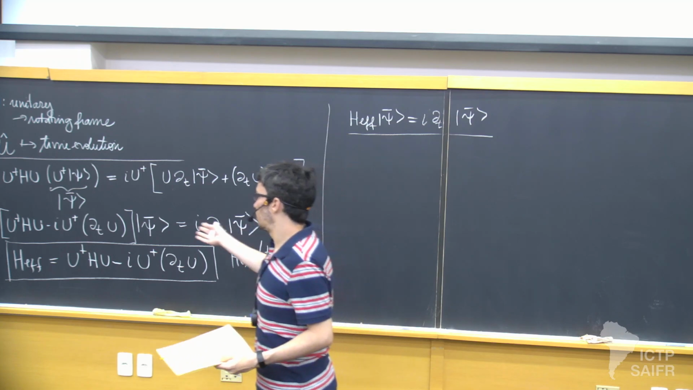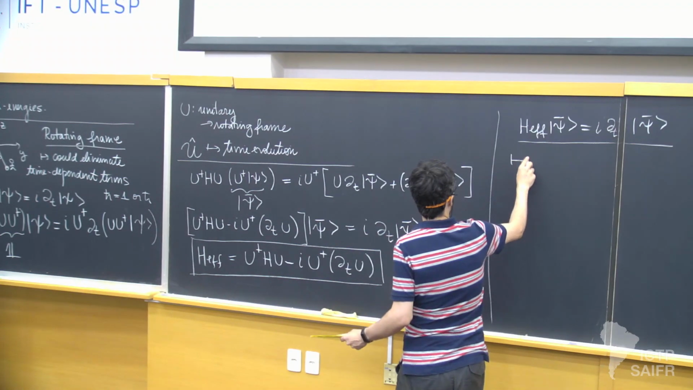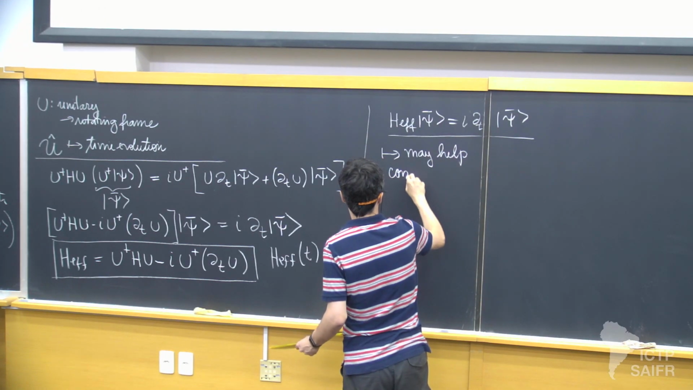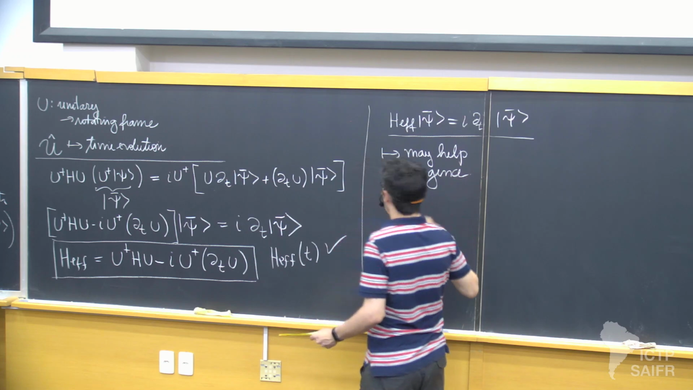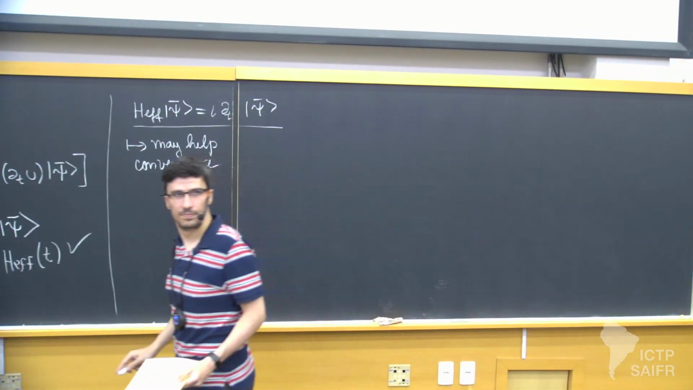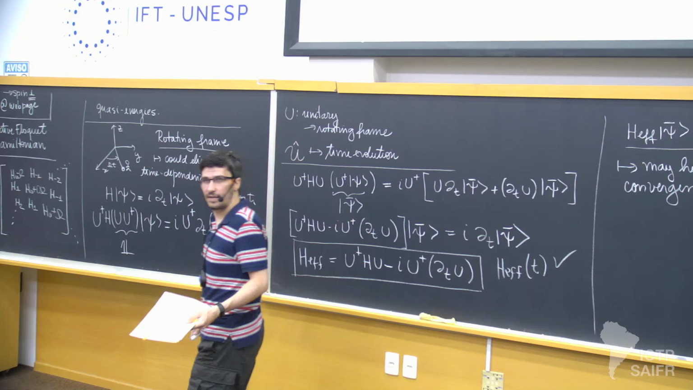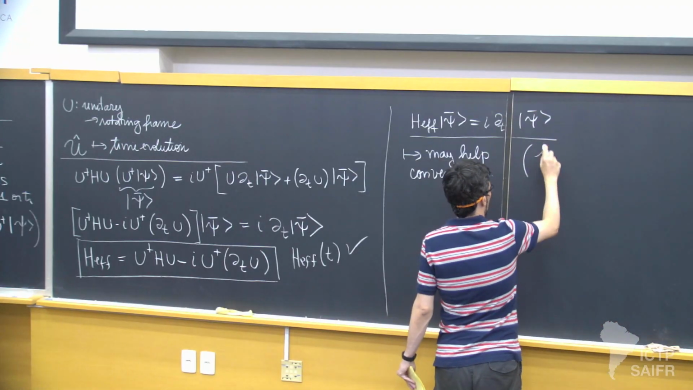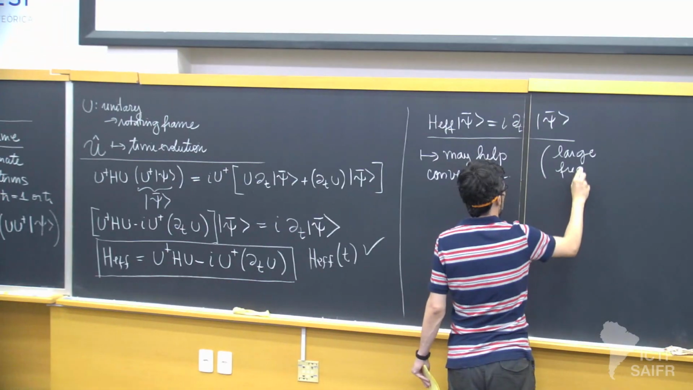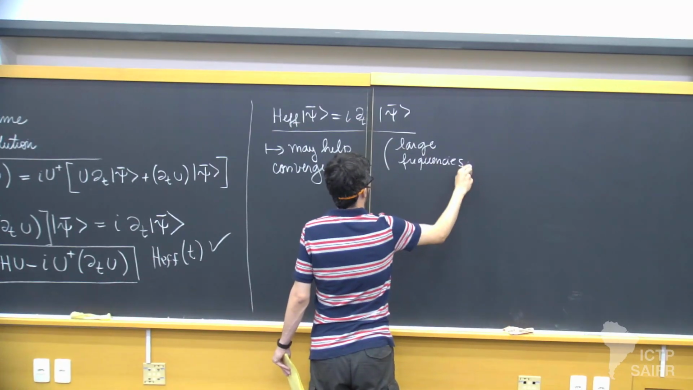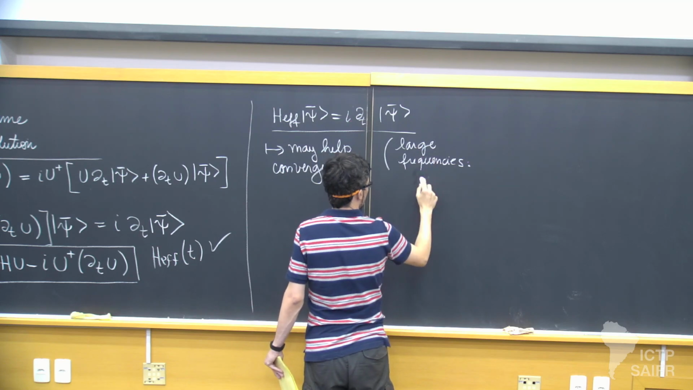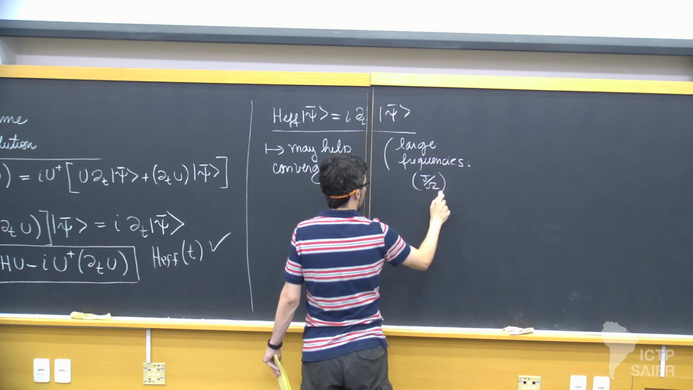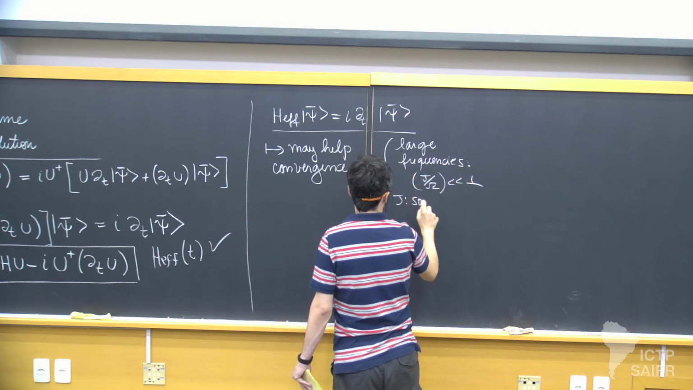What is the point of doing this? It could eliminate time-dependent terms, but another thing is that it may help convergence. This will become clear in a minute. Convergence of what? Convergence of the perturbation series. I will expand everything here today in powers of 1 over omega. We're going to do some large frequency expansion. So for large frequencies, a natural parameter is some energy scale of the problem, let's say some J, divided by omega is much less than 1.